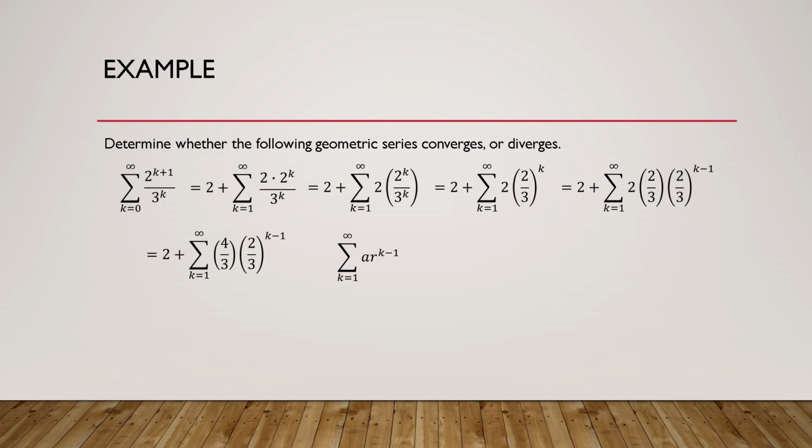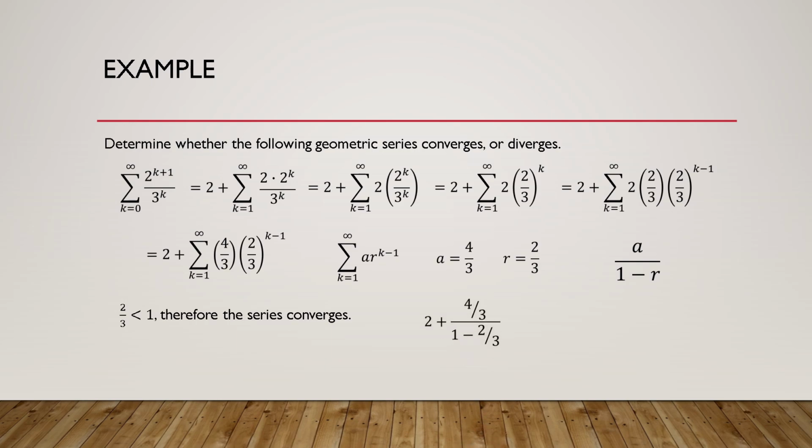Now the sum is in the form we need with a equal to 4/3 and r equal to 2/3. Since 2/3 is less than 1, the series converges. To determine the limit of the partial sum, we apply a over 1 minus r with our known terms. In this case, we also use the 2 in front of the sum sign, or 2 plus 4/3 over 1 minus 2/3, or 2 plus 4/3 over 1/3. This simplifies to 2 plus 4, or our final answer 6. The series converges to 6.